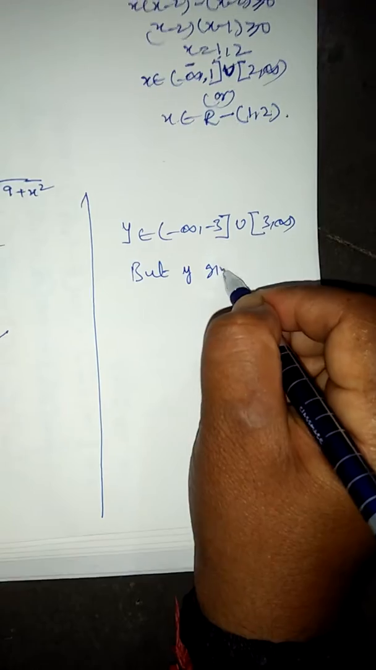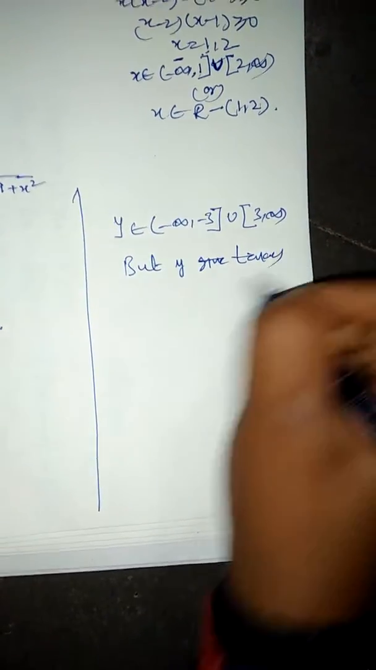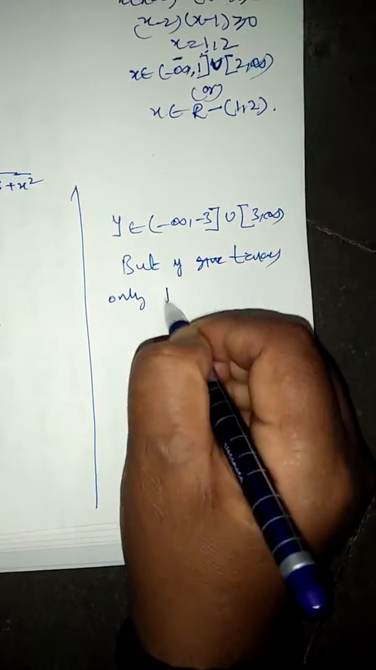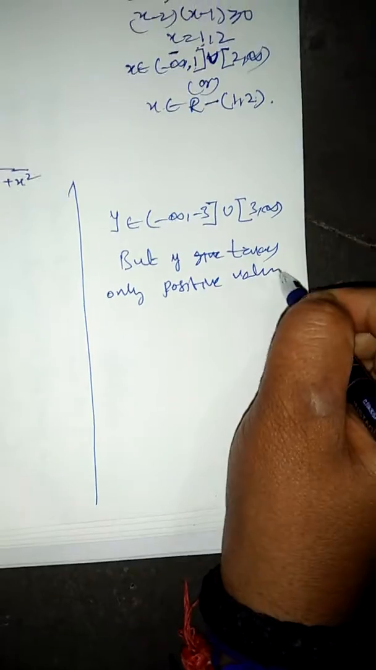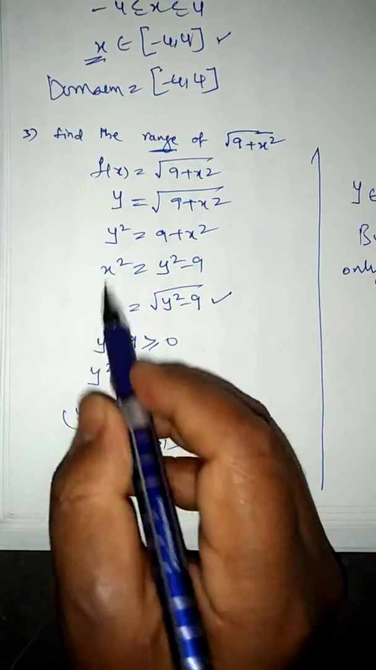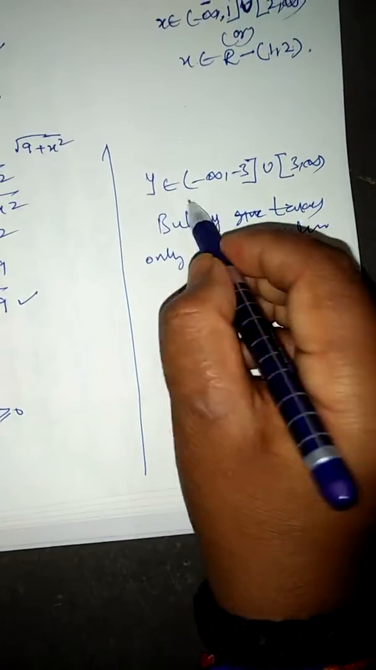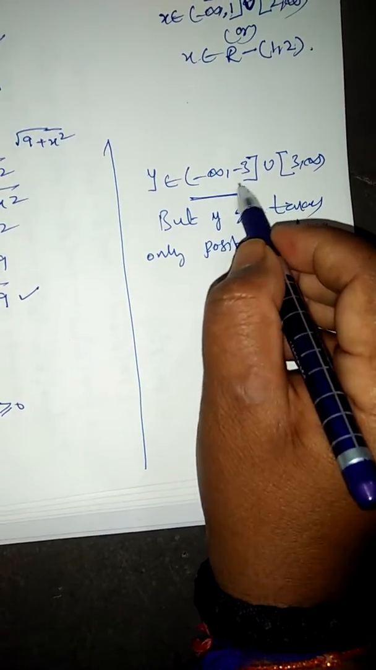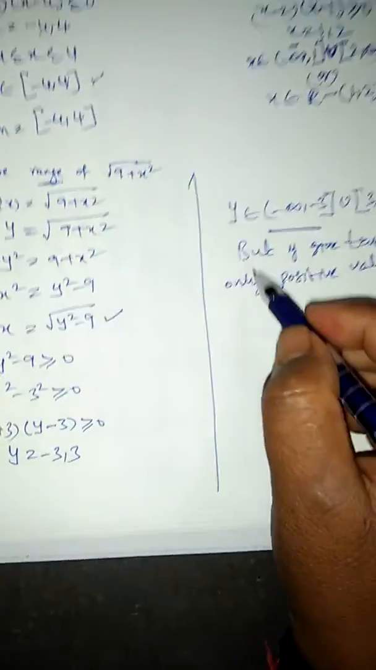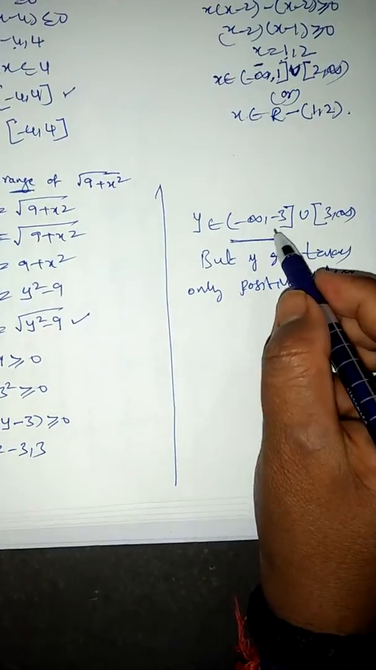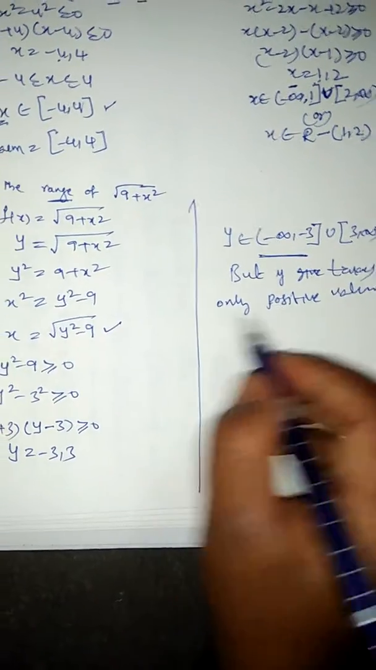But y takes only positive values. Why? Because y is root of 9 plus x square. Did you get negative values of y? No, you can't get negative values. So as per the property, y belongs to minus infinity to minus 3 and 3 to infinity, but y takes only positive values.